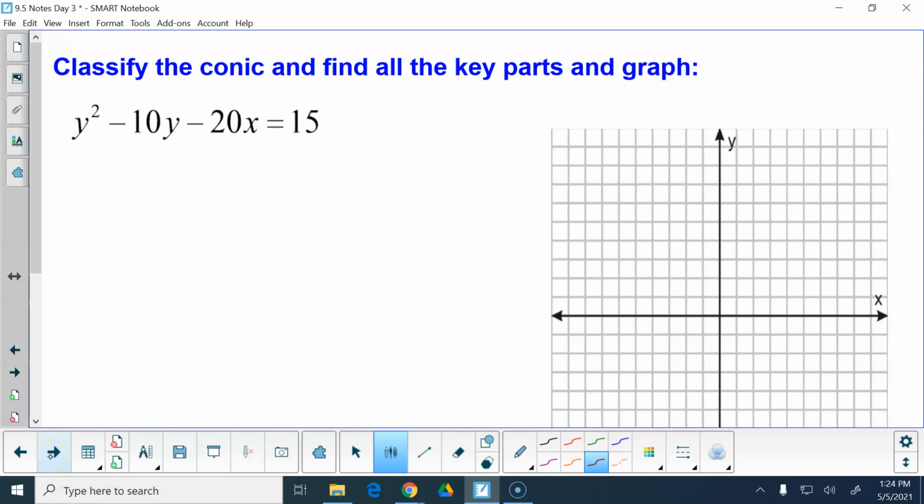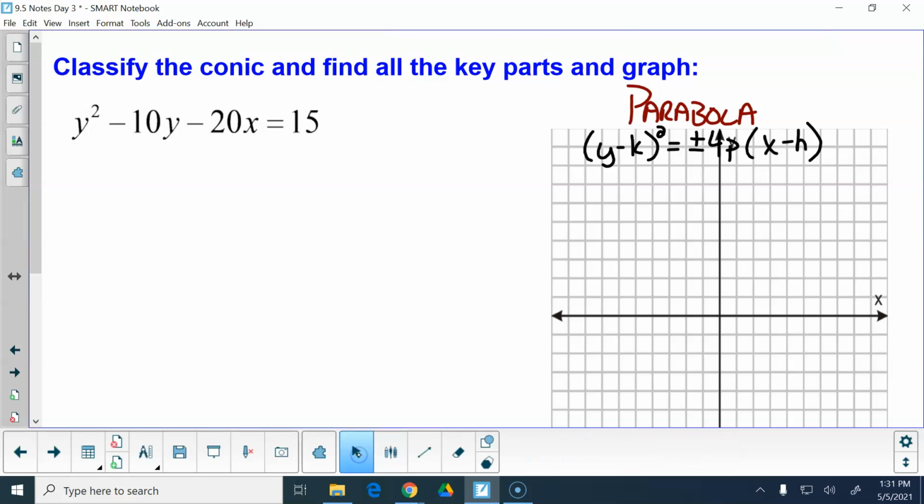Okay. Try that one. Classify it. Find me the points. Draw me the graph. What did we decide this one is? A parabola. Yep, okay, it's a parabola. And it's got a y squared, right? So that means that our form is going to be y minus k quantity squared equals plus or minus, we don't know yet, 4p times x minus h.